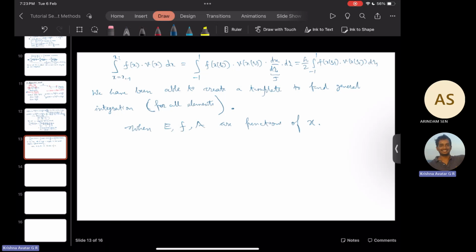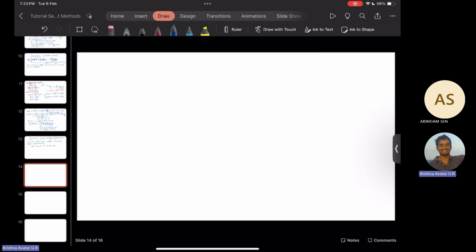Now I'll just keep this space blank as of now. We'll just pick up a special case. So the special case here suggests that we have E and A and even F are constants. So this is the special case here.